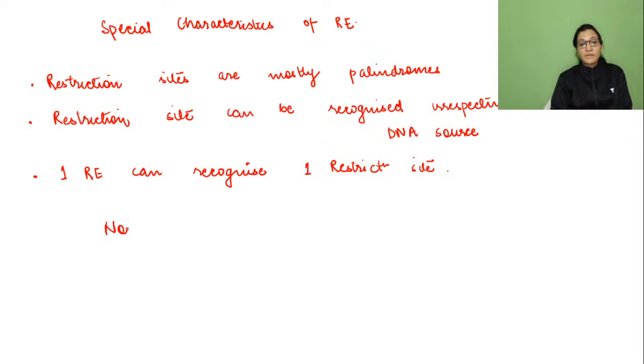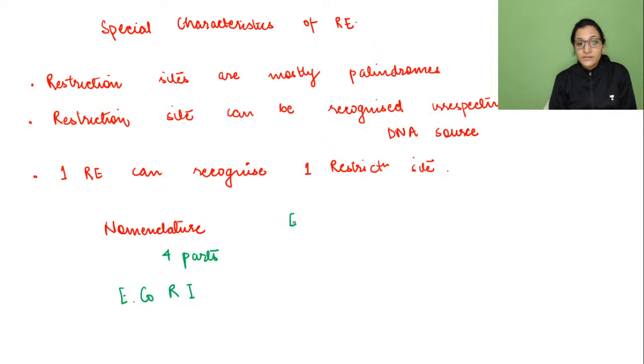Now talking about the nomenclature of restriction enzymes, how are they named? The name of the restriction enzymes is divided into 4 parts. First I'll give you the example, EcoRI. Here the E stands for the genus, that is Escherichia.